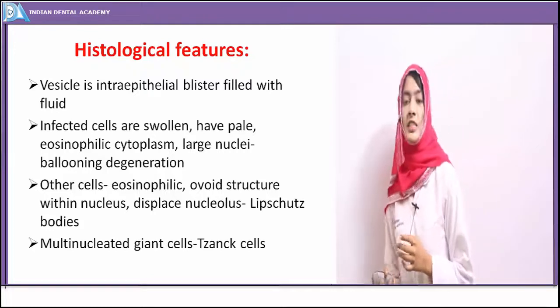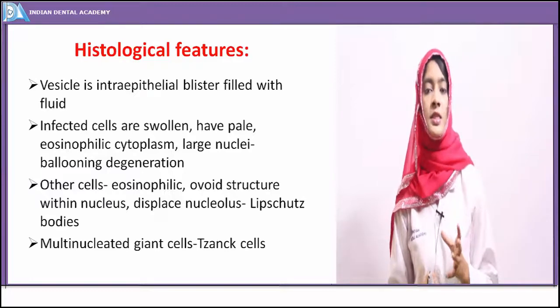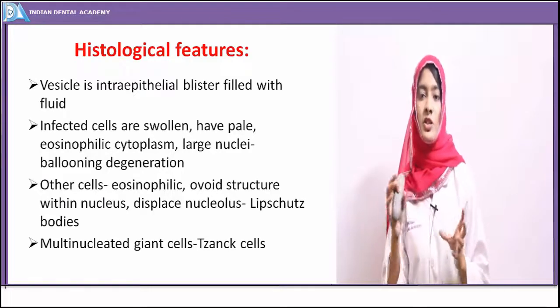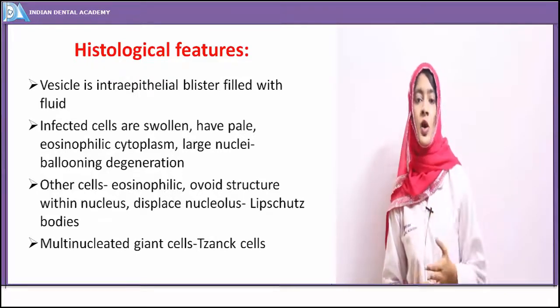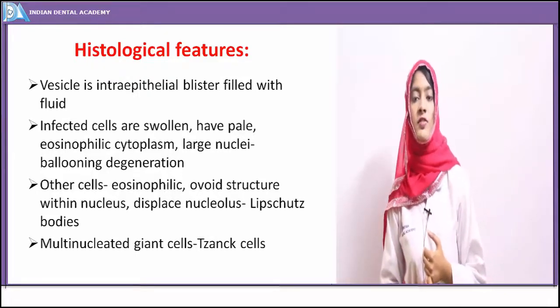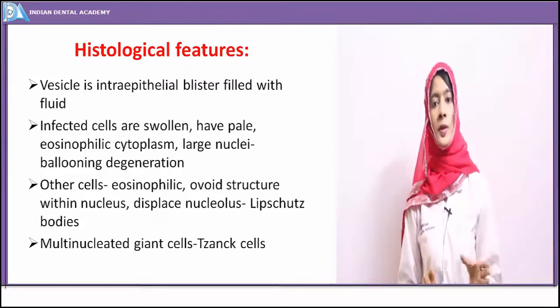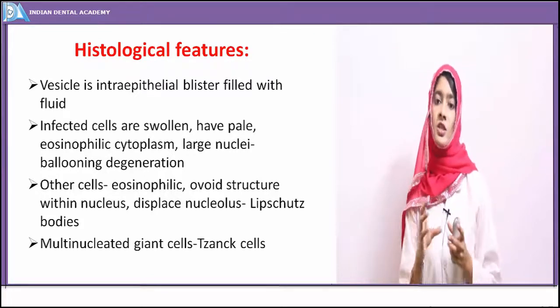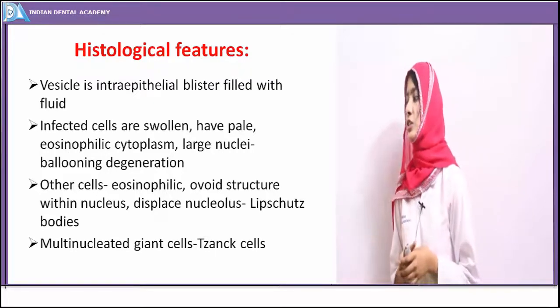The cells infected by the herpes simplex virus show swelling with pale eosinophilic cytoplasm. That is the characteristic presentation called ballooning degeneration of cells. Most of the cytoplasm will be empty, and the nucleus will be large and shifted to one place. That is the appearance of ballooning degeneration.